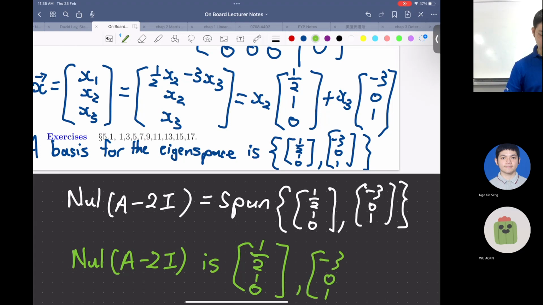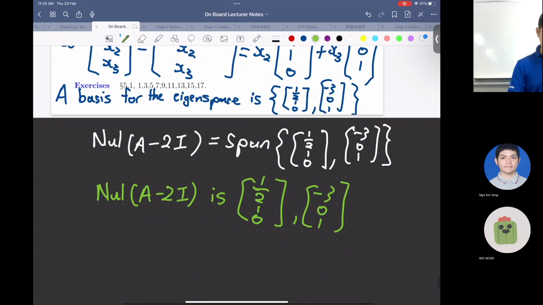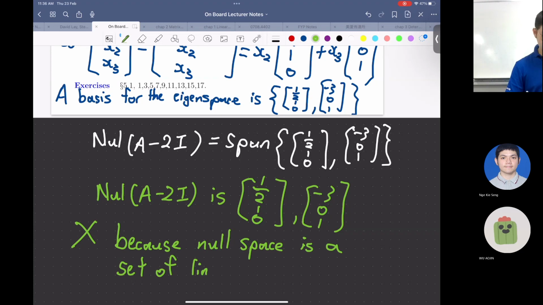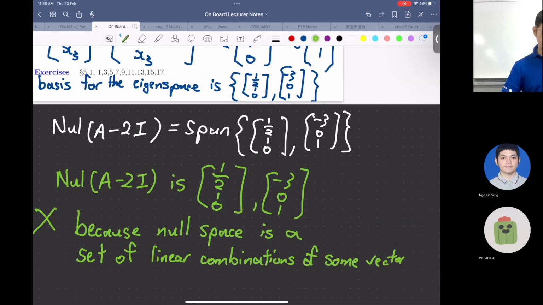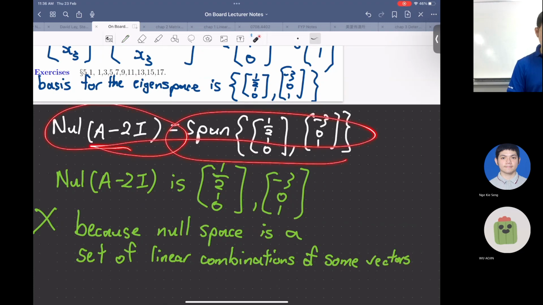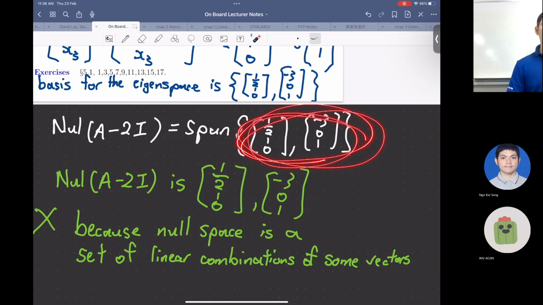Okay, so this is wrong. This is wrong because a space is a set of linear combinations of some vectors. I don't tell you the vector, but some vectors. So if I write it like this, it is okay because it's a linear combination of two vectors. It's a span of this. So I cannot write like this.